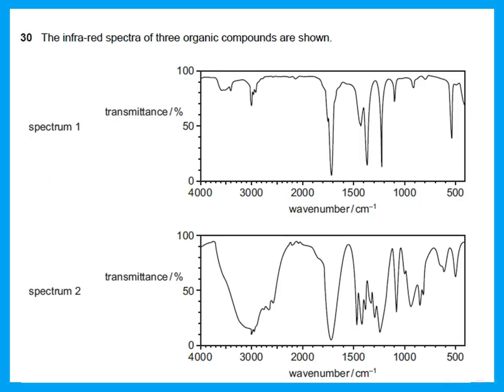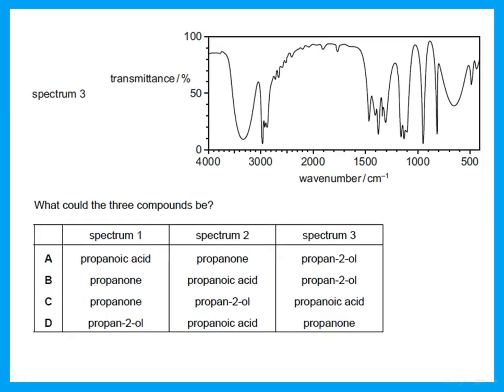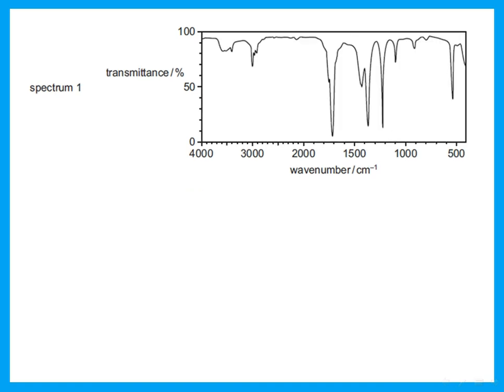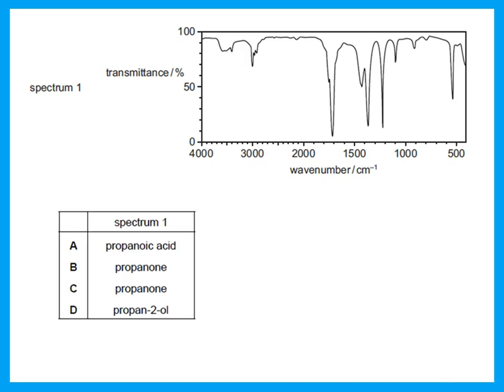The infrared spectra of 3 organic compounds are shown. So he gives me 3 spectra and he says what could be the 3 compounds. Well, let's take a look at each one. So this is the first spectrum. Now, what are the choices that I have? I have this, acid or ketone or alcohol.